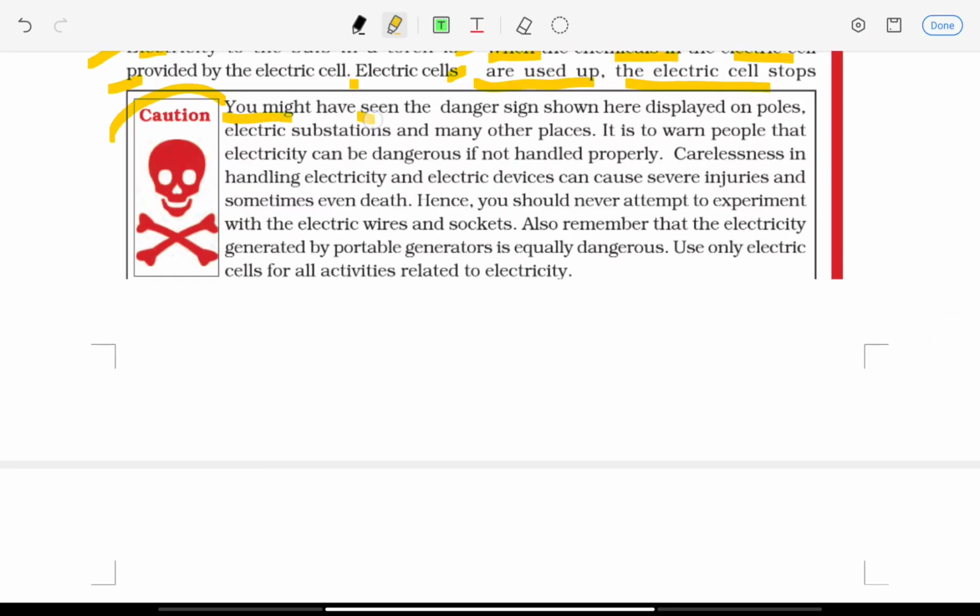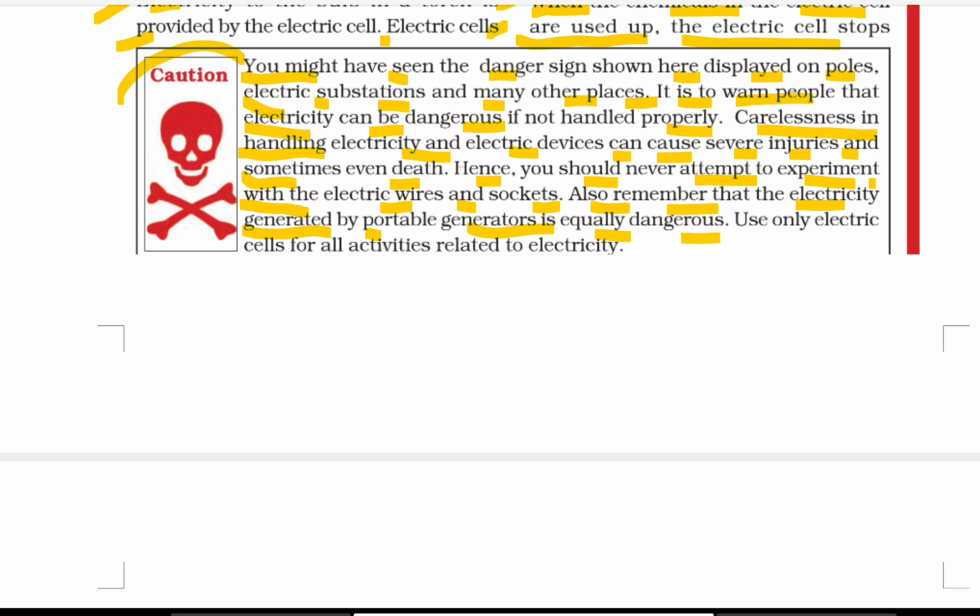Caution. You might have seen the danger signs displayed on poles, electric substations and many other places. They warn people that electricity can be dangerous if not handled properly. Carelessness in handling electricity and electric devices can cause severe injuries and sometimes even death. Hence, you should never attempt to experiment with electric wires and sockets. Also remember that the electricity generated by a portable generator is equally dangerous. Use only electric cells for all activities related to electricity.